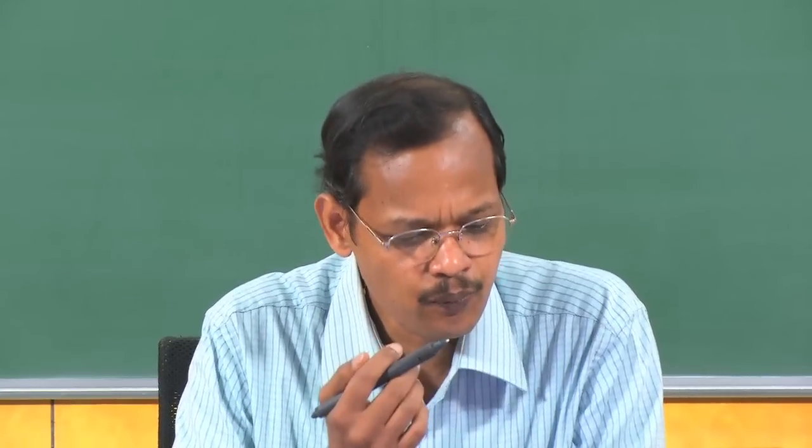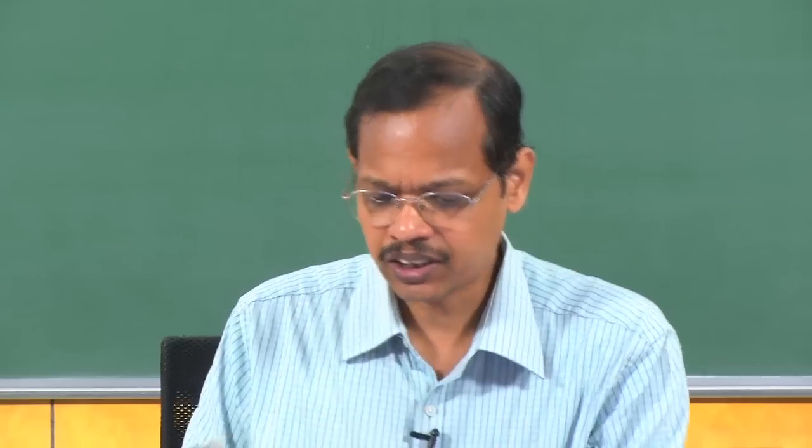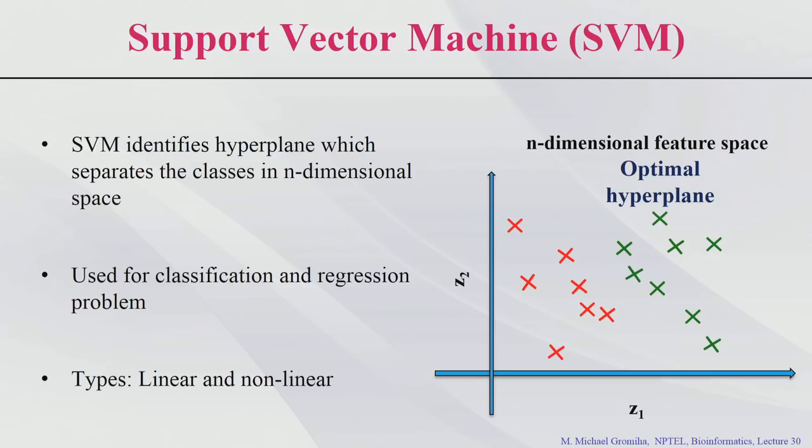That is fine. Then the second method I will discuss is support vector machines. What are support vector machines, how do they work? For example, if you see a set of data, there are some red crosses and some green crosses. A support vector machine identifies a hyperplane which separates these classes in any n dimensional space.